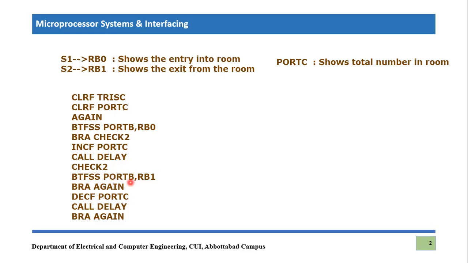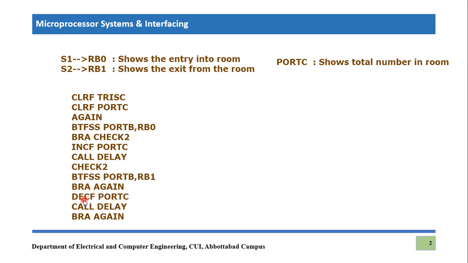So for port B, we are going to test now the exit. It will be from the RB1 pin. We are going to test for sensor 2, using BTFSS PORTB, RB1 pin. RB1 is connected to S2. We are checking if it is equal to 1. If it is equal to 1, that means it shows an exit from the room, right? So it will skip the branch instruction, and then we will go to decrement PORTC.